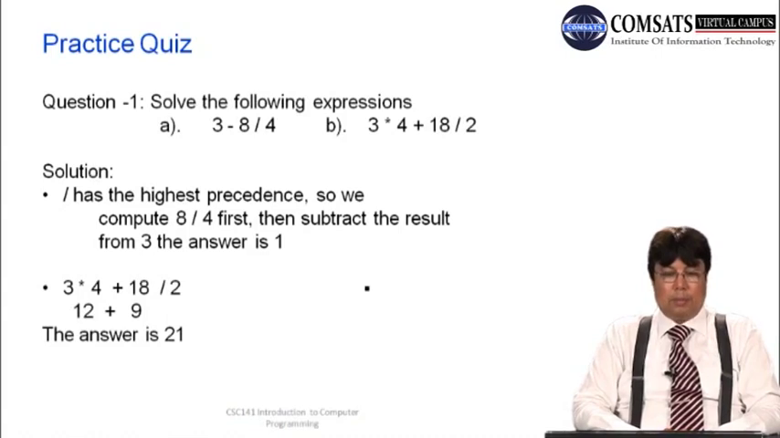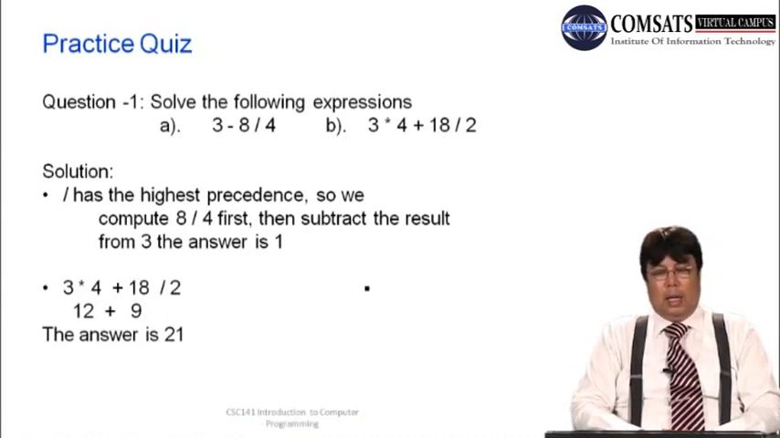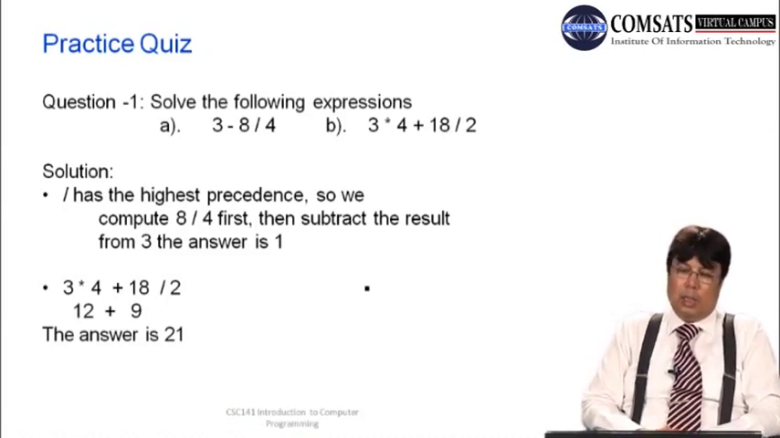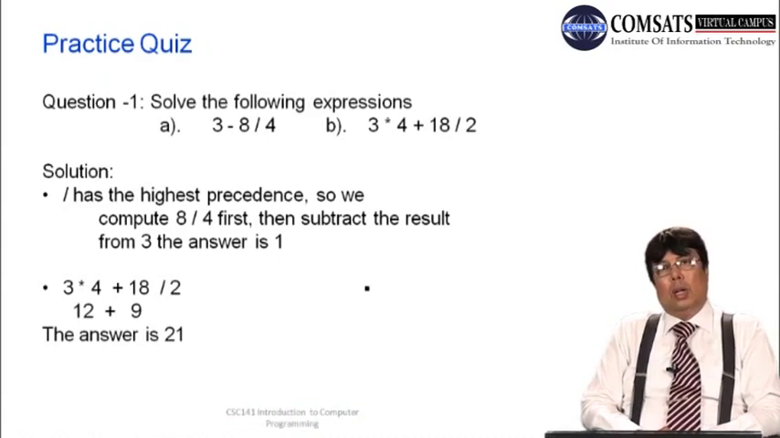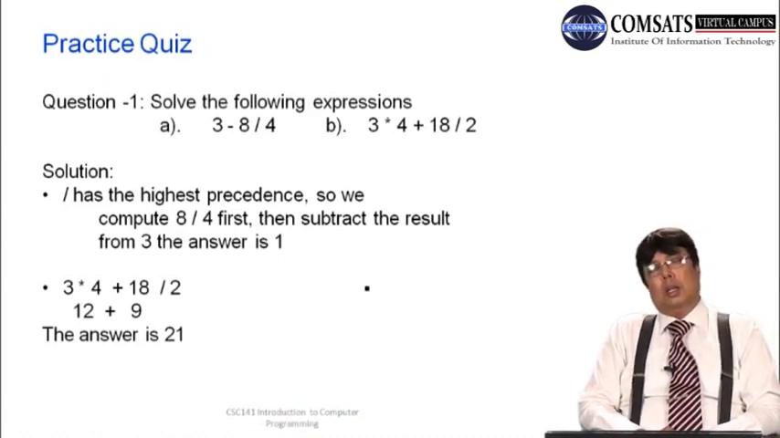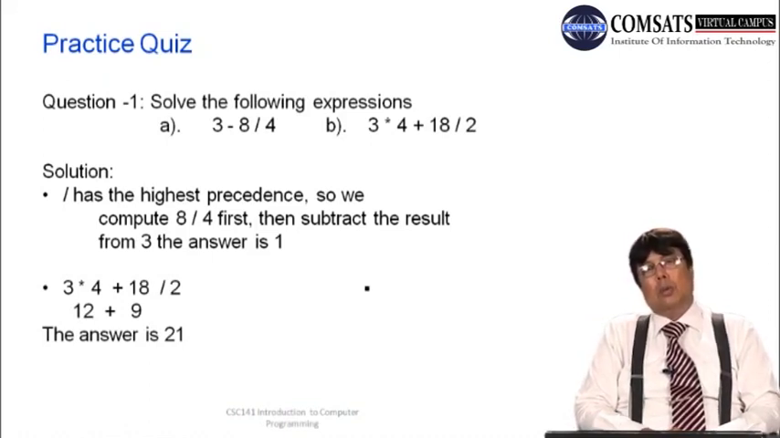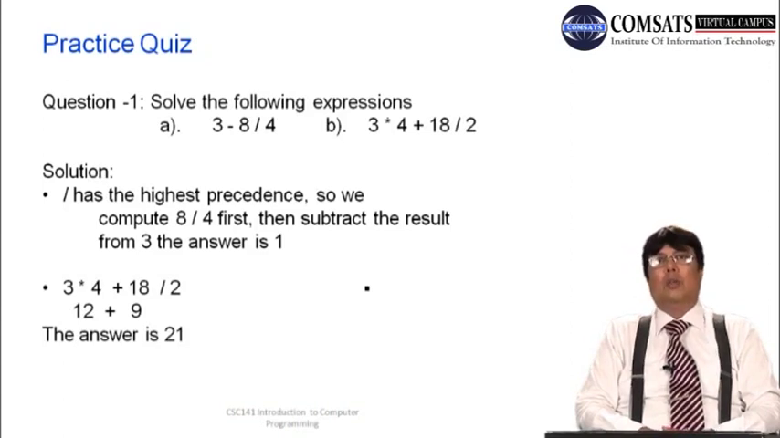Let us solve this. First we'll solve A, 3 minus 8 divided by 4. There is a competition between minus and slash. And as you know, the division operator, the slash operator, has higher precedence over minus. So 8 divided by 4 will be executed first. 8 divided by 4 equals 2. Then you have 3 minus 2, the answer is equal to 1.